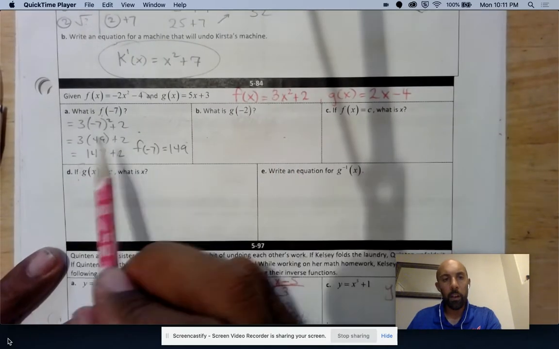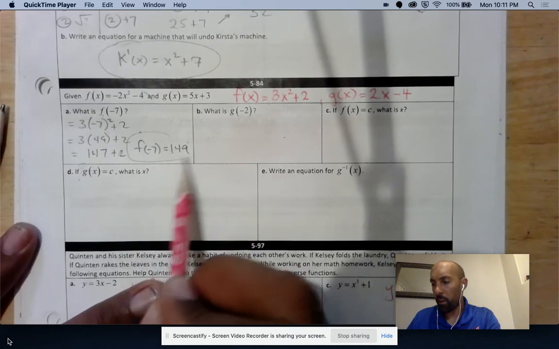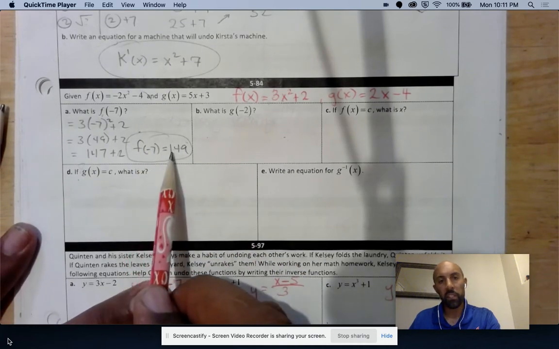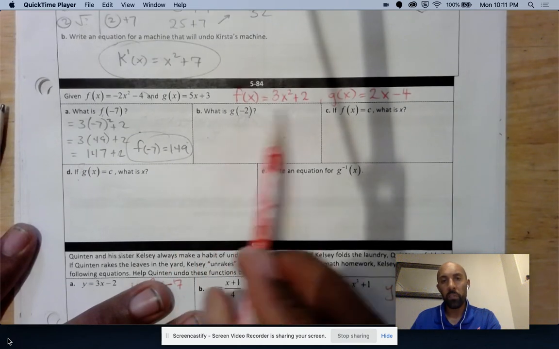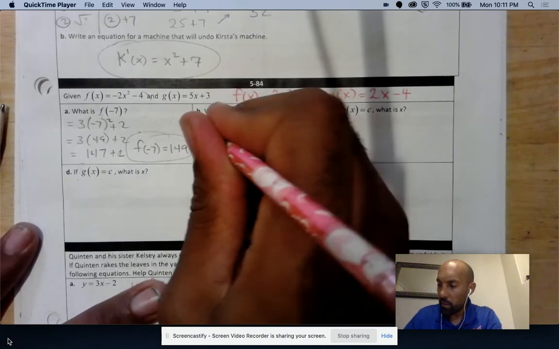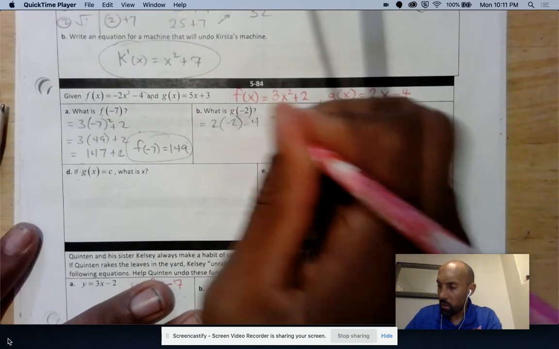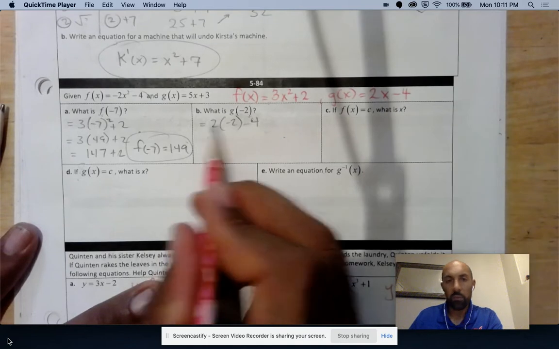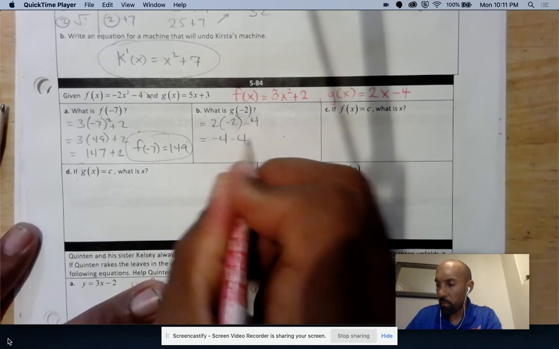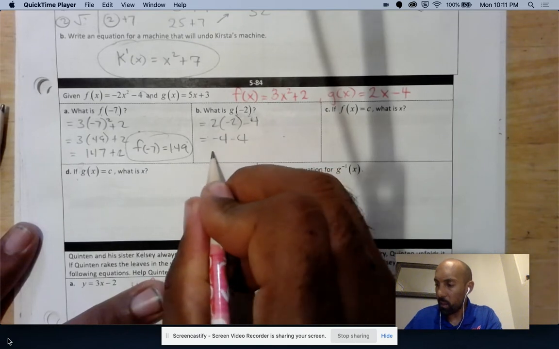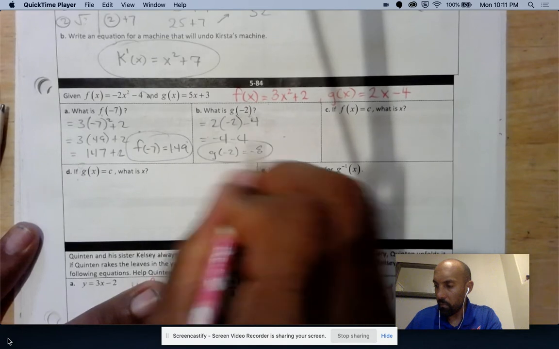Again, I plug that in, and after I figure out what that number is, I write f of -7 equals 149. Now I'm going to do the same thing, but plug -2 into the function g. I'll set it up with 2 times -2 minus 4. 2 times -2 is -4. Then minus 4, that's -8. So we write g of -2 is equal to -8.